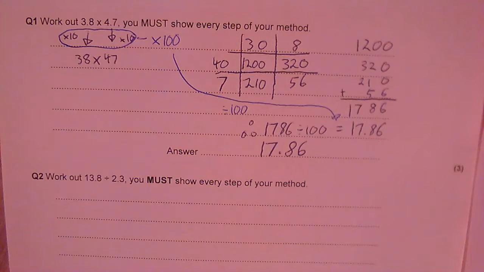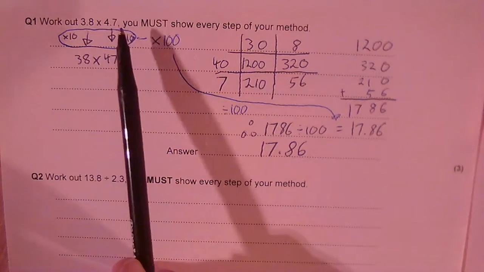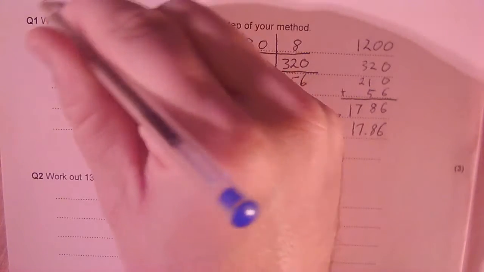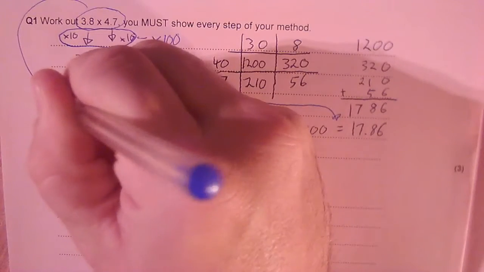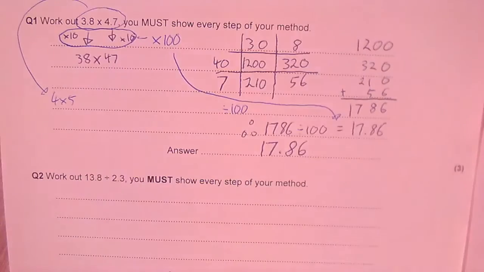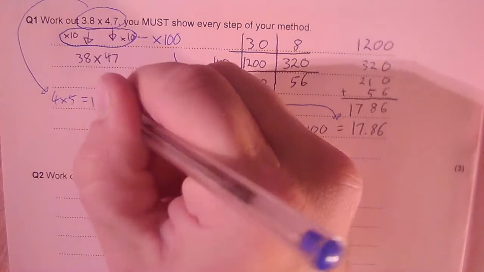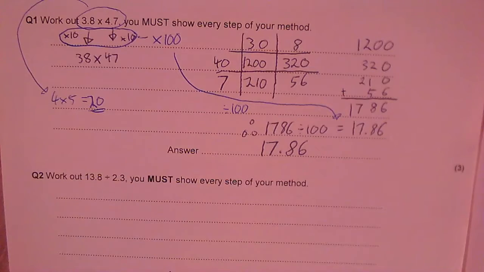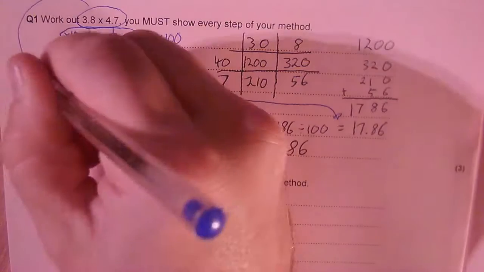17.86. Now, you can check that it's roughly right, which you could do to start with if you did an estimation. If I estimated this as 4 times 5, because that's close to 4 and that's close to 5, that would give me 20. So I know it's in the area of 20, so I'm pretty sure that that's right. I'll just note that that's an estimation.